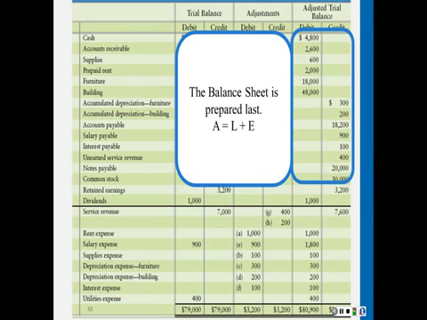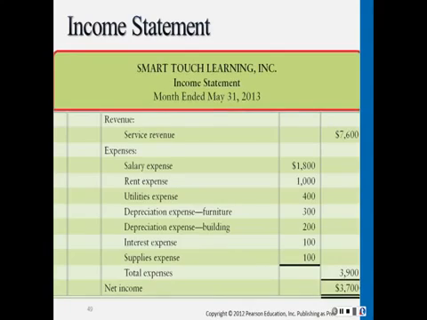The financial statements should be prepared in the following order: income statement to determine the net income or loss, statement of retained earnings to compute ending retained earnings, and the balance sheet, which needs the amount of ending retained earnings to achieve its balance. Using the amounts from the worksheet, the income statement is prepared first.